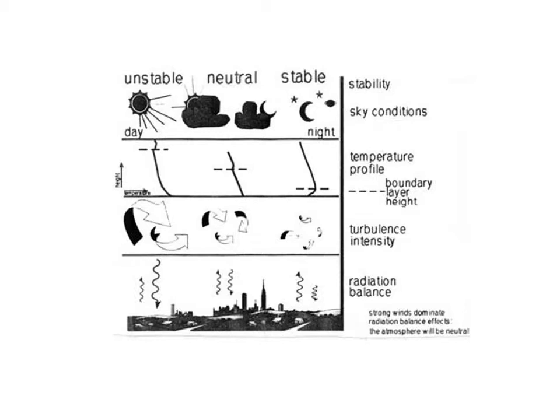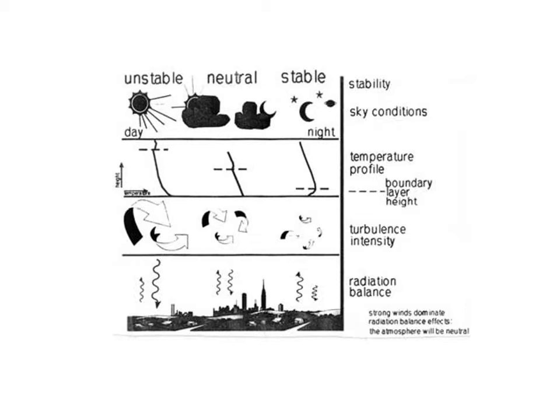The figure here explains the unstable, neutral and stable conditions of the atmosphere in a better way. The unstable condition occurs when there is sunlight or during the daytime. During this time, the turbulent intensity is very high. That is, there is thorough mixing of the air in the atmosphere. And during this time, the incidence of radiation to the earth is more and the reflection is comparatively less.